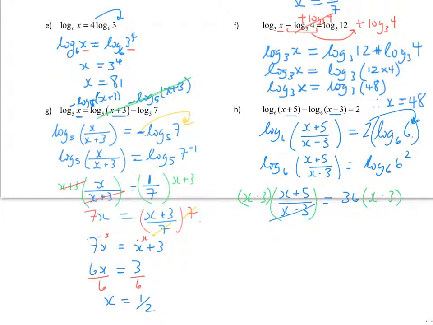Okay, so that is going to reduce. We get x plus 5 minus 3 groups of 36. 6 times 3 is 18, carry the 1, that's 108 there.